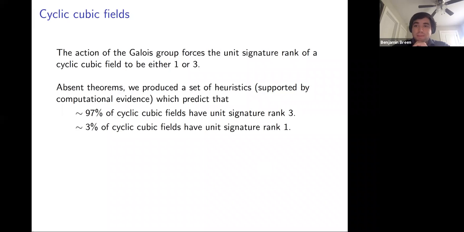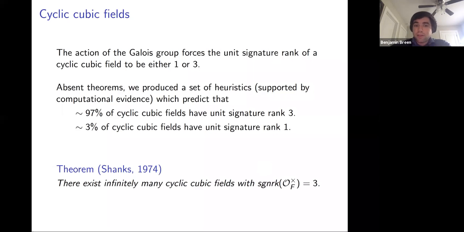And trying to do this, we really didn't make any progress at all. It's a very difficult question. And so we settled for just asking, can we prove that there are infinitely many cyclic cubic fields which have unit signature rank 3? Or conversely, are there infinitely many cyclic cubic fields which do have unit signature rank 1?